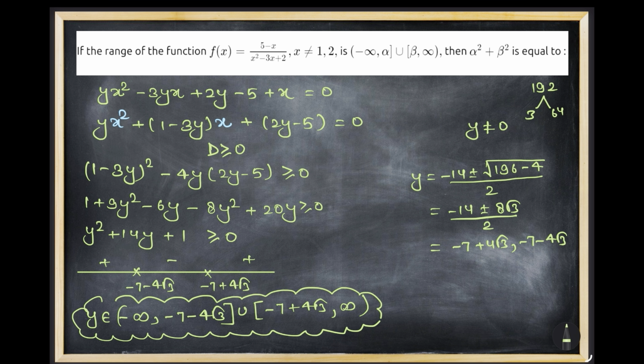Okay, so if this is your required range, you got your alpha as minus 7 minus 4 root 3. You got your beta as minus 7 plus 4 root 3. Now you guys can find out the value of alpha square plus beta square. I hope the idea is clear and you guys can handle similar situations.